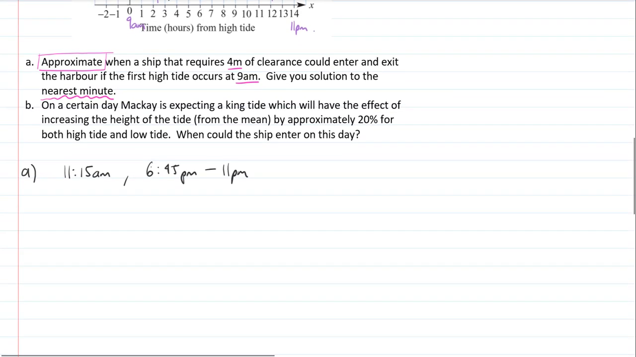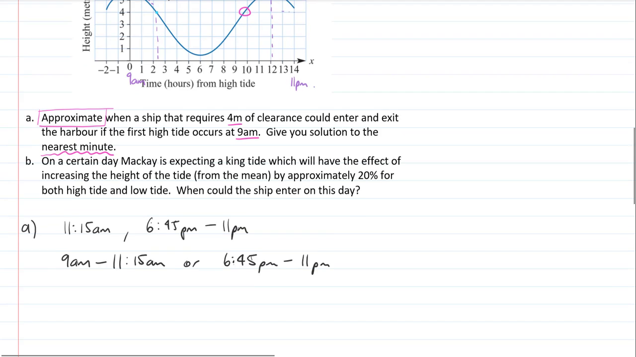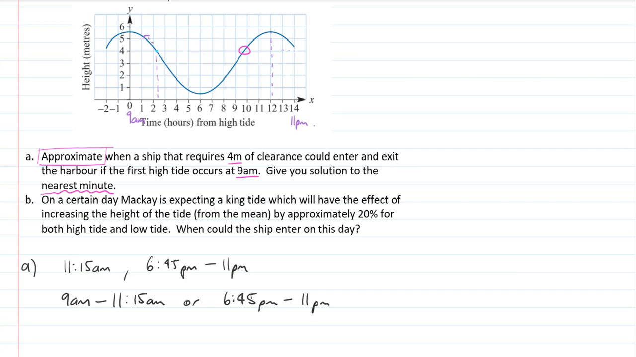So I'm going to formalise this by making the claim that any time from 9 AM to 11:15 AM, or from 6:45 PM to 11 PM, the ship could enter the harbour, based on the parameters I've been given or have been implied inside the graph.